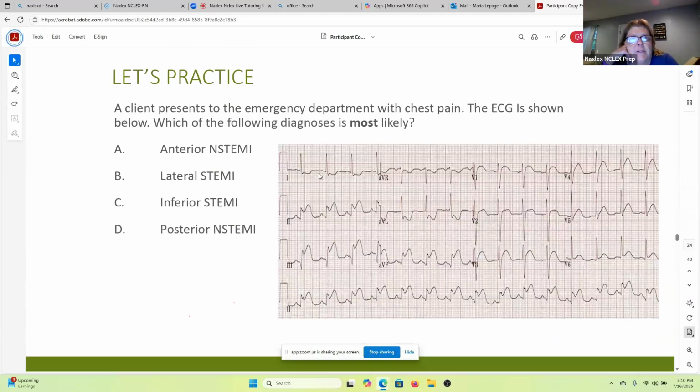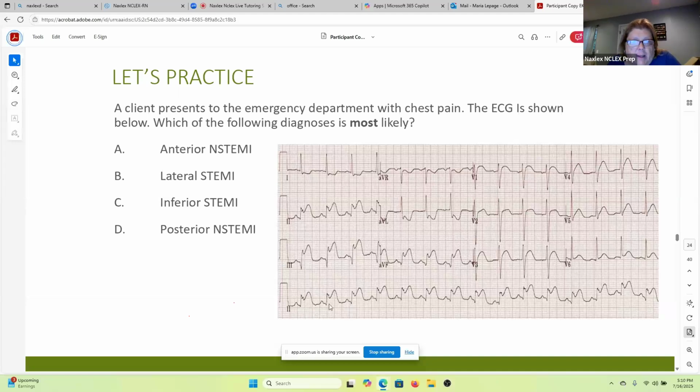A client presents to the emergency department with chest pain. The EKG is shown below. Which of the following diagnosis is most likely? So, the very bottom one, lead 2, is your rhythm strip. So pay attention to that. What does that look like?